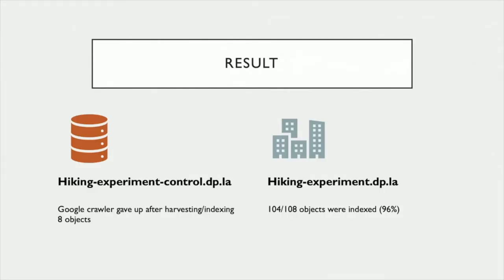And our result was that the control version of the interface only had 8 of the 108 objects indexed by Google, and it just gave up. Whereas the vast majority of the content was indexed on Hiking Experiment, which was the non-control or experimental version of the site.